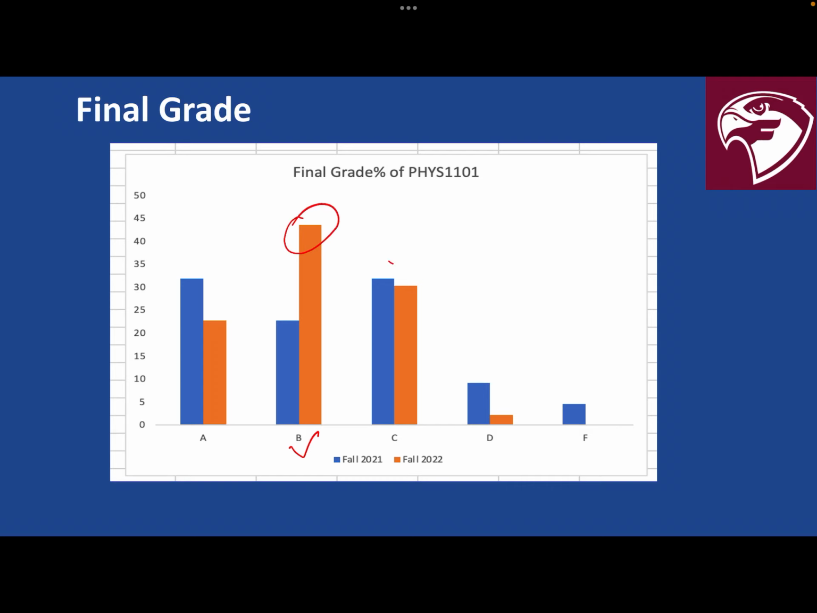The percentage of students securing a C also decreased. In 2021, around 32% of students secured a C, but in 2022 it decreased to 30%. For D, you can see a significant decrease in the number of students. For F, around 5% of students failed in 2021 when we did not use the scale-up approaches. But in 2022, when we used the scale-up approaches, there were 0 students who failed Physics 1101. We are still working on that, and the final result will come next semester.